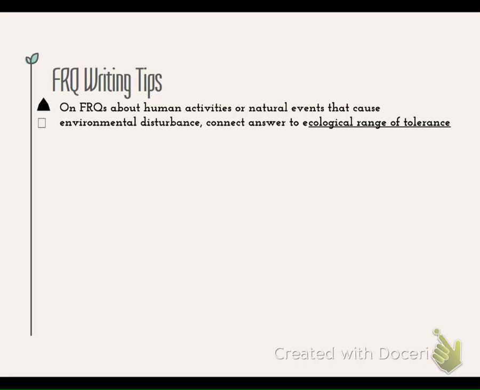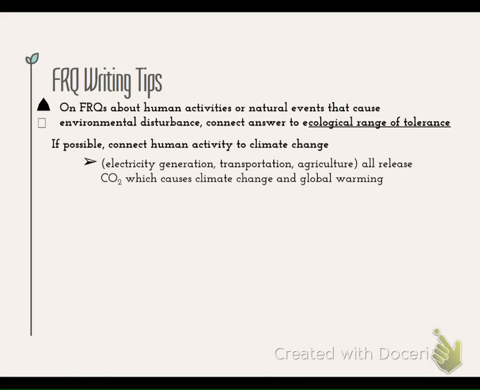Some tips on writing FRQs. When we're talking about human activities or natural events, we want to correctly answer which type of range it is. For example, we want to connect the activity to climate change. So how do we do that? Which activity leads to climate change? For example, increased use of electricity, therefore using more coal, more natural gas, leading to more electricity generation, more transportation, therefore more petroleum being used, agriculture, where we've got both the petroleum being used and the nitrous oxides being released. All of those cause an increase in greenhouse gases, which causes global warming and, if it's too severe, climate change.